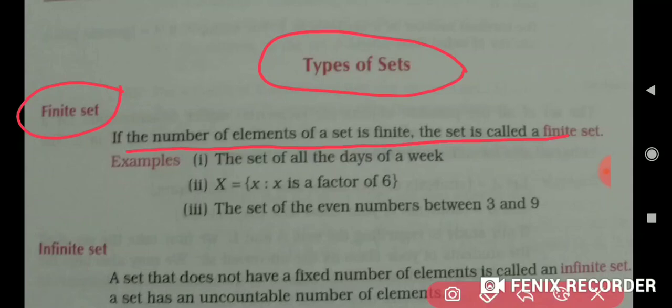For example, the set of all the days of a week. So you can count the days of a week, yes or no? How many days are there? 7. You can easily count Monday, Tuesday and so on. So what is this? This is a finite set. The set which is countable is known as finite set.